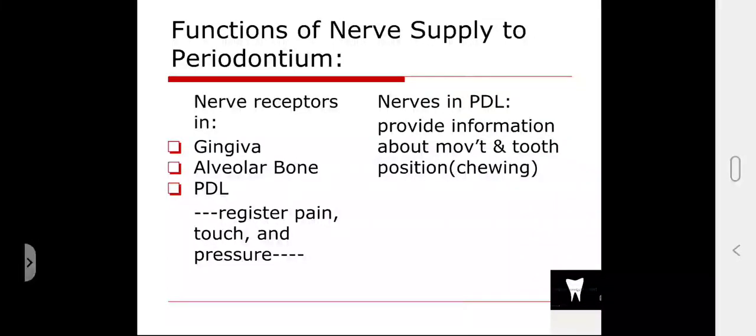Functions of the nerve supply to the periodontium. Well, nerve receptors in the gingiva, bone and PDL, what do we feel? Well, like I said before, even if a patient's had root canal, they still have feeling in their PDL, in their gum tissue because of the PDL. They register pain, touch, and pressure. What do the nerves do in the PDL? They provide information about movement and tooth position, so chewing.